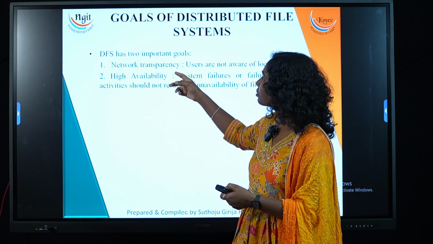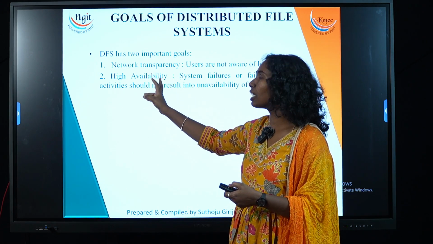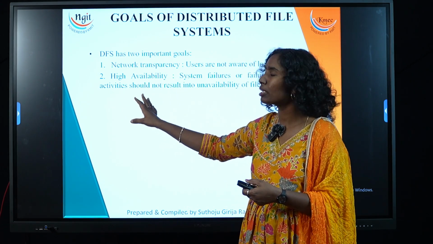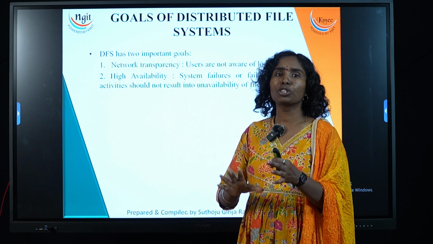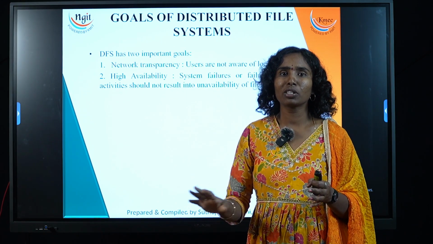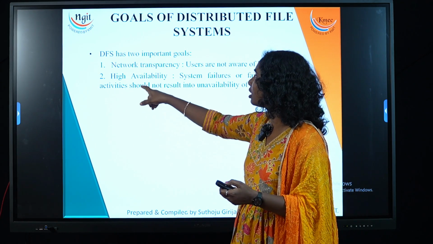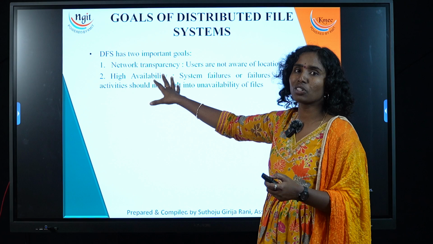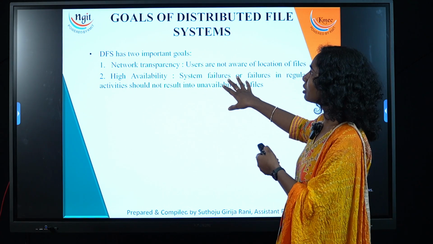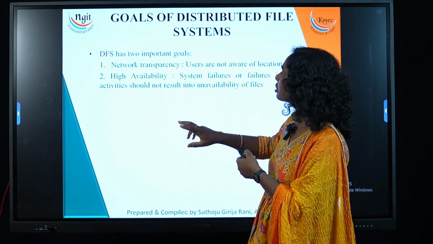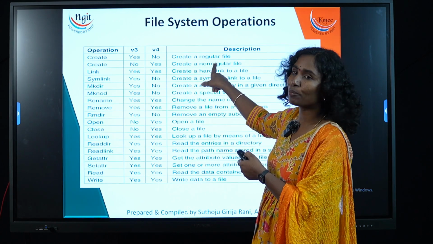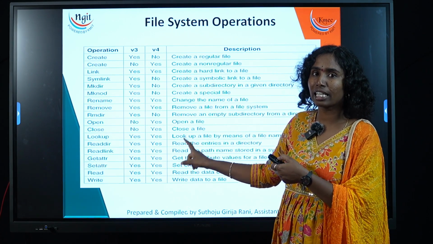Here we have two types of goals, network transparency and high availability. This is nothing but your network should be transparently available to all the users. That may be anything: availability, replication, whatever it is. Availability should be very strong, thus our system will be reliable. So these two are the main important goals of our system. And coming to the file operations, we are going to discuss this in the next session.